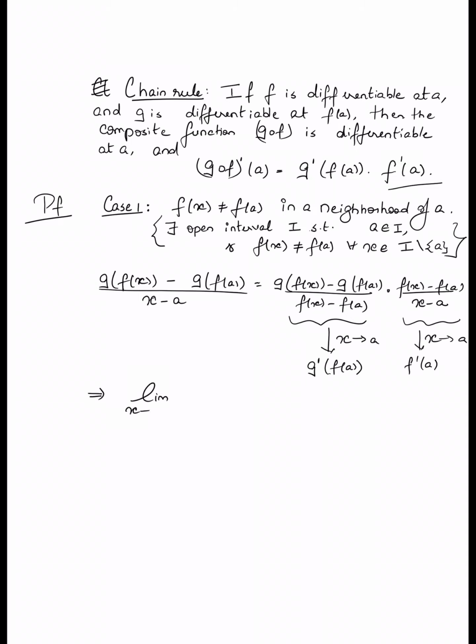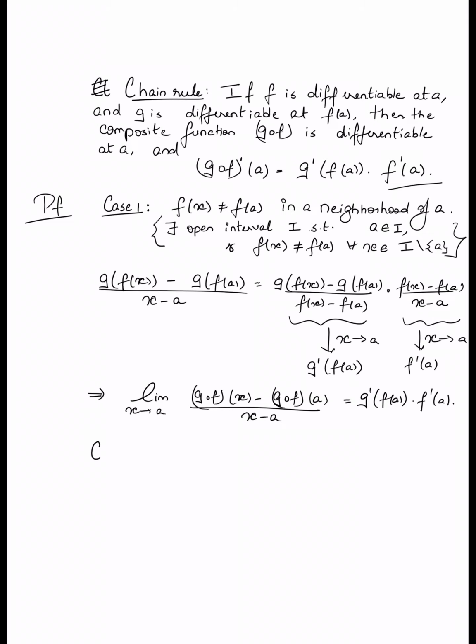Limit x tends to a of the composite function evaluated at x minus the composite function evaluated at a upon x minus a is in fact g prime f a times f prime a, right? Which is what we wanted to show. So case 1 is the easy case where the function value of f does not match that at a in some neighborhood around a.